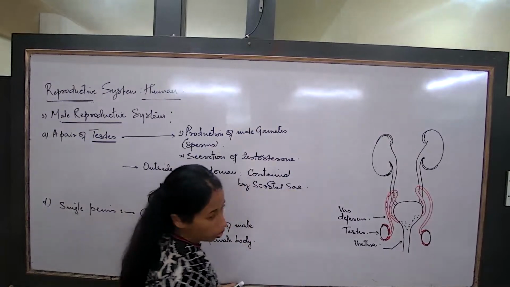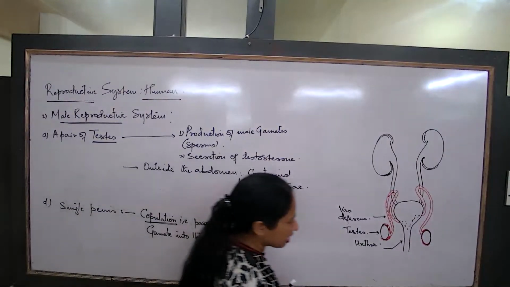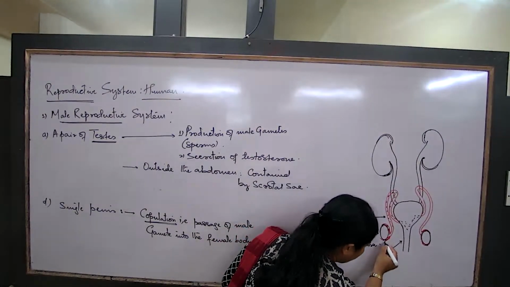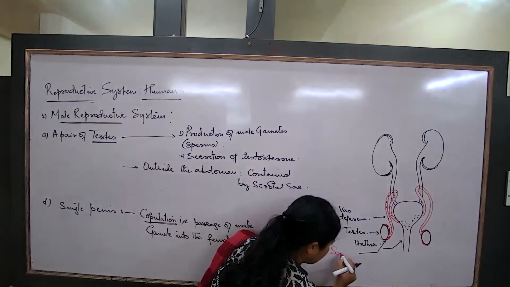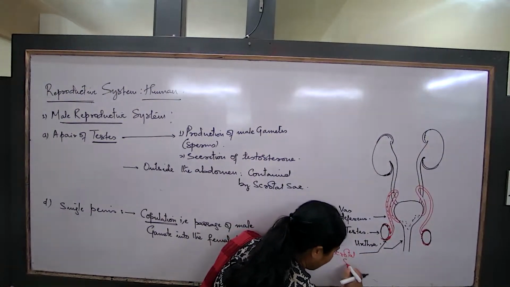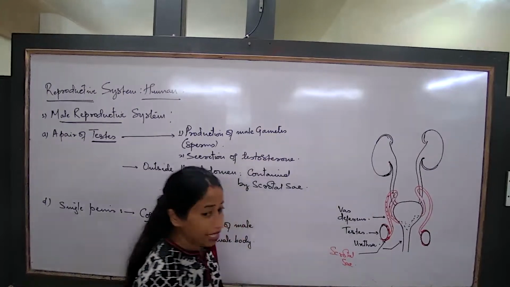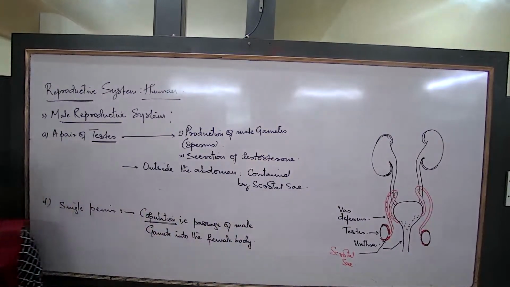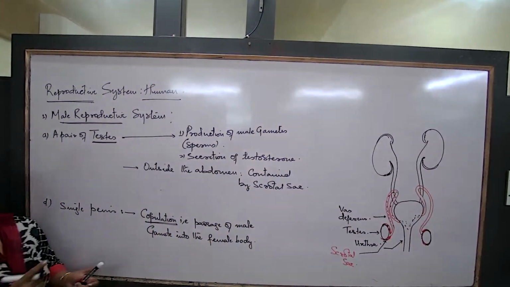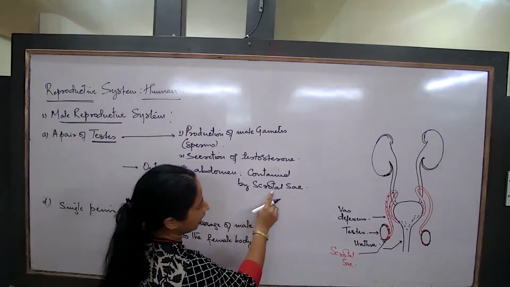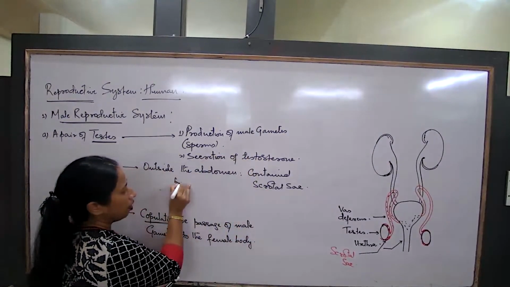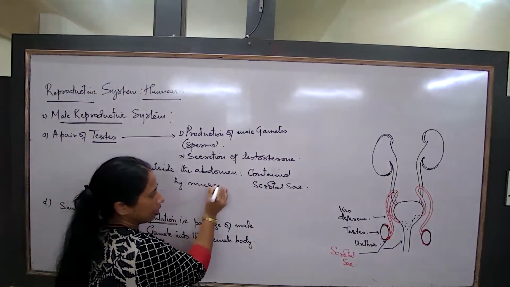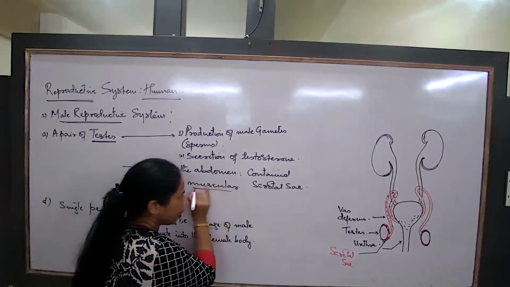Come get acquainted with this word. Where is the scrotal sac in this diagram? I would say a muscular sac-like structure, and this muscular sac-like structure would be known as scrotal sac. Nature, muscular I'm mentioning. So I said outside the abdomen, contained by a muscular scrotal sac.